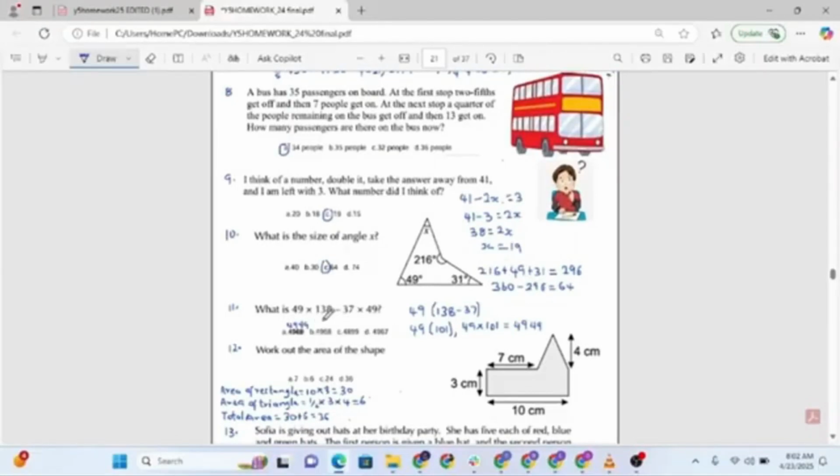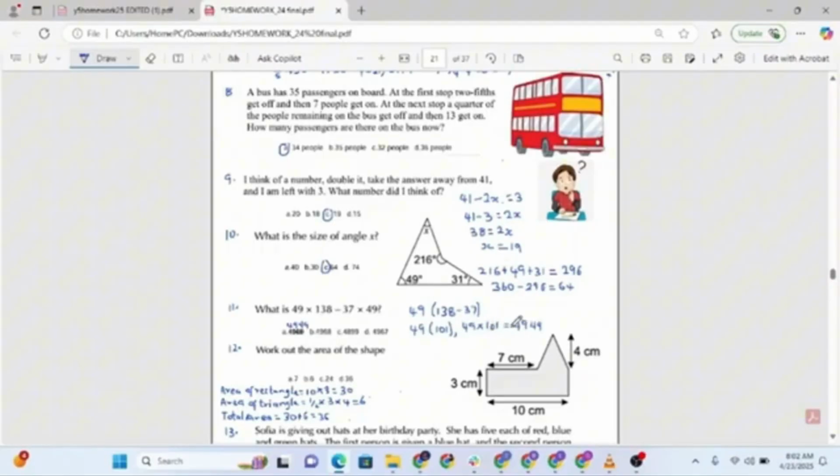We can factor out the common number, which is 49. That gives us 49 multiplied by (138 minus 37). Step 2. 138 minus 37 equals 101. Step 3. Now we calculate 49 multiplied by 101.